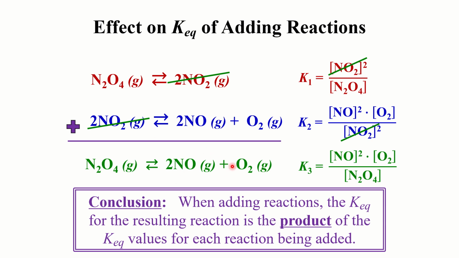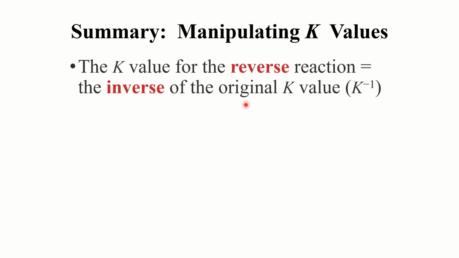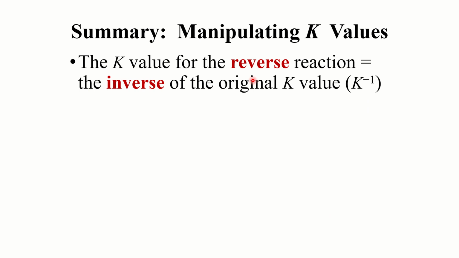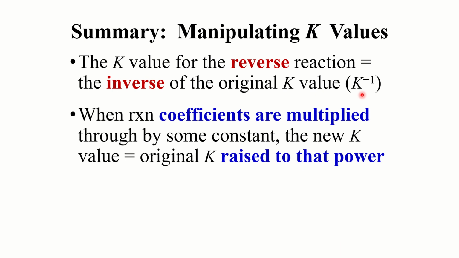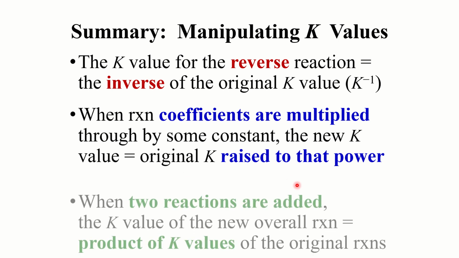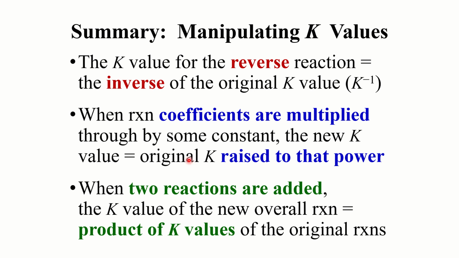So again, the key conclusion here is that if you add reactions together, the KEQ for the new reaction is the product of the KEQ values for each reaction that you added together. So to summarize this, the K value for the reverse reaction equals the inverse of the original K value, or K to the -1. When reaction coefficients are multiplied through by some constant, the new K value equals the original K raised to that power. When two reactions are added, the K value of the new overall reaction equals the product of K values of the original reactions.